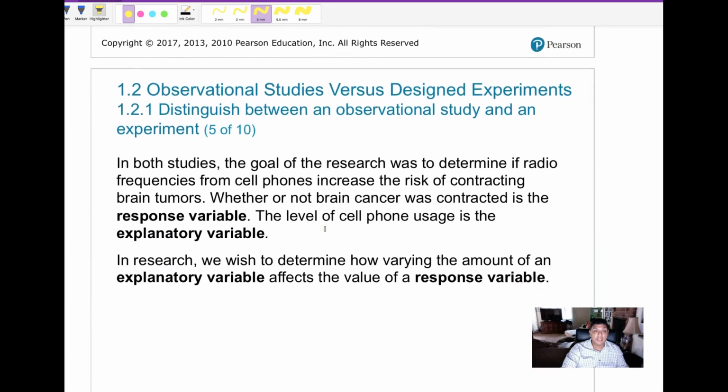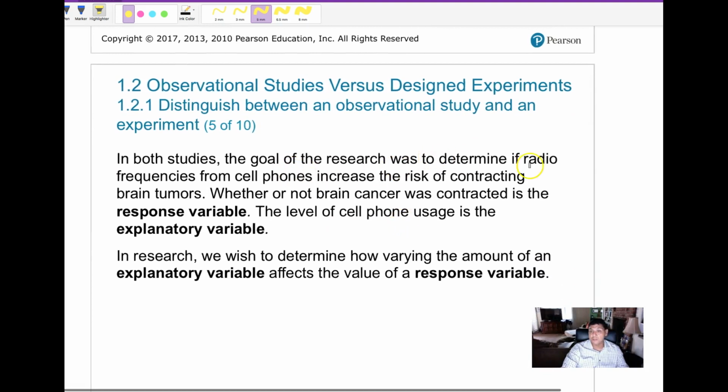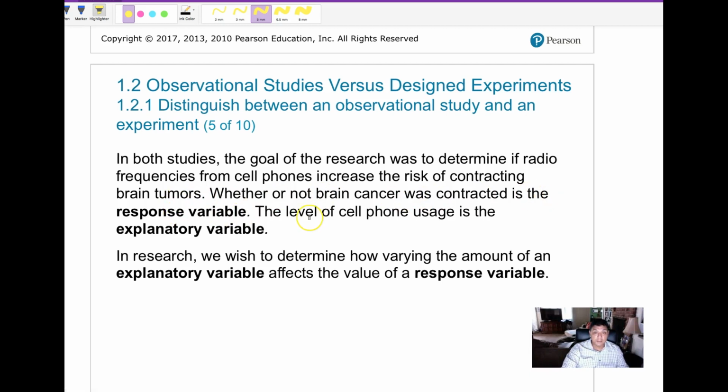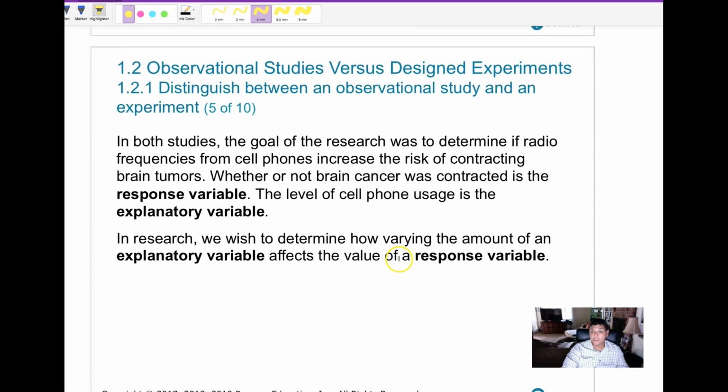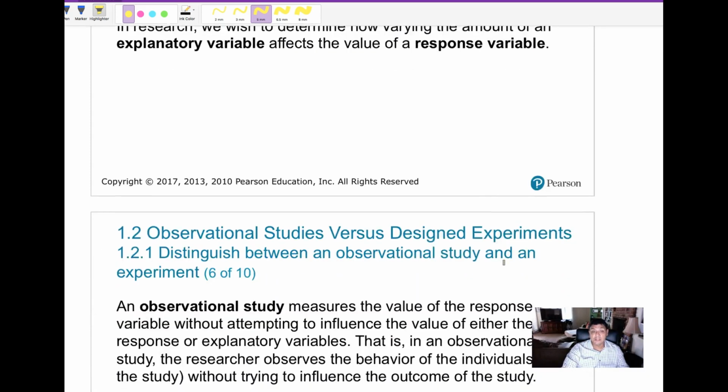Now, in both of those studies, the goal of the research was to determine if radio frequencies increase the risk of getting cancer or brain tumors. Whether or not the brain cancer was contracted is what we call the response variable. The level of cell phone usage is the explanatory variable. Does cell phone use explain cancer, which would be the response variable? In research, we wish to determine how the amount of the explanatory variable affects the value of the response variable.